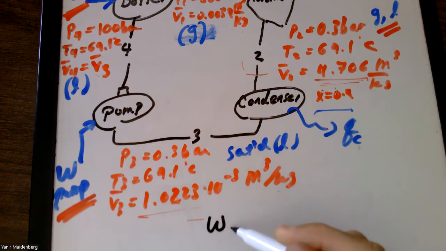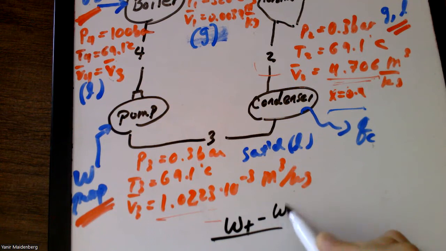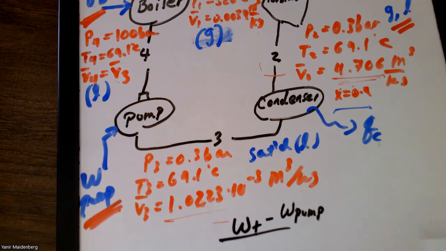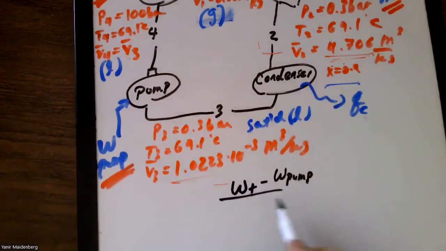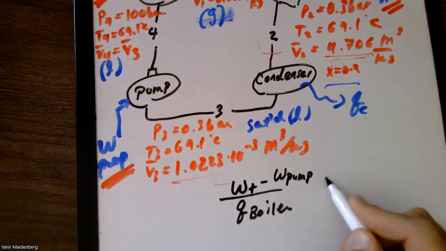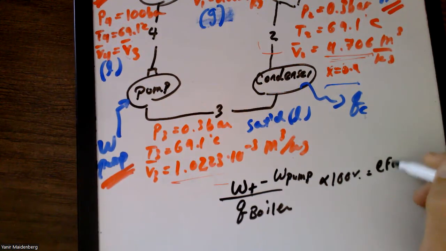So work from the turbine, minus the work to the pump because you have to put that in. So the net work will be that. If you divide this by the heat that you have to supply to the boiler, and you multiply this by 100%, this gives you a measure of efficiency, how efficient this thing is.